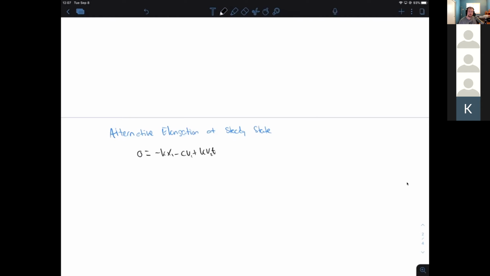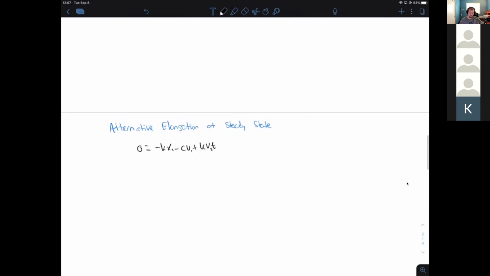So I'm starting from this point, but I'm going to solve for our elongation in a different way. So I'm going to move c times v. Again, at steady state, the velocity is going to be the same, so I'm going to drop the subscripts right now. So I'm just going to do c times v equals k times vt minus kx1. And then I'll divide through by k. So we have c times v divided by k equals v times t minus x1.